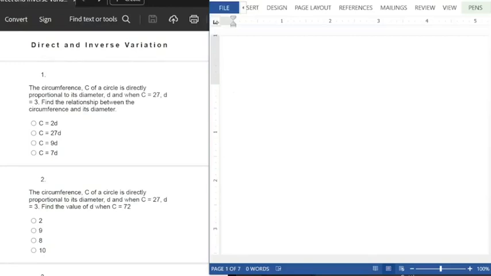So in this class, we want to look at questions on direct and inverse variation that we treated. So let's start with the first one. The first one says the circumference C of a circle is directly proportional to its diameter D.